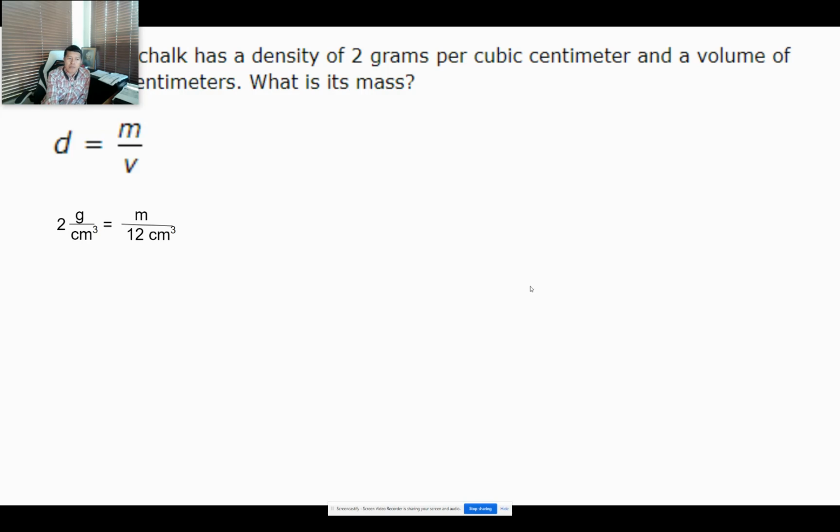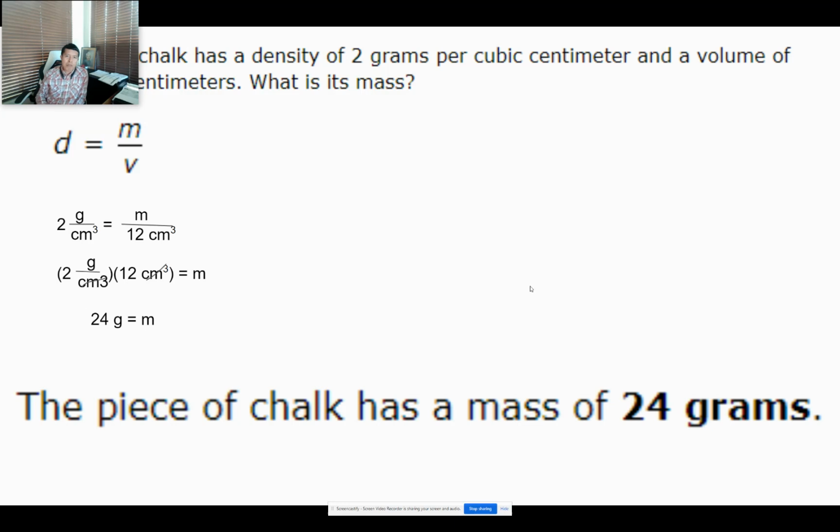So to solve for this, we have to cross multiply the volume and the density to solve for the mass. So 2 grams per cubic centimeter times 12 cubic centimeters will be the mass. Now to further solve for this, we're going to cancel out the cubic centimeters. And what would happen? 2 grams times 12 will be 24 grams. So that will be the mass. So with this problem, the piece of chalk has a mass of 24 grams.